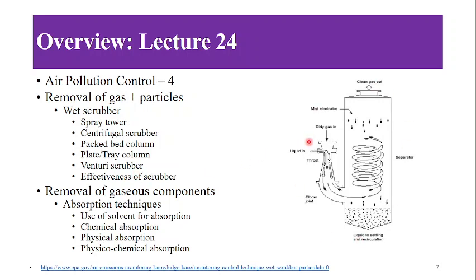Because of this venturi structure, the air gets high velocity and forms a vortex here itself, and because of this vortex, the separation of particulate matter from air is achieved. Next, the effectiveness of the scrubber was discussed. The removal of gaseous components was also discussed, and in that, firstly, absorption through liquids. For absorption, you first need to select a solvent, and this absorption can be chemical, physical, or physical-chemical in nature.